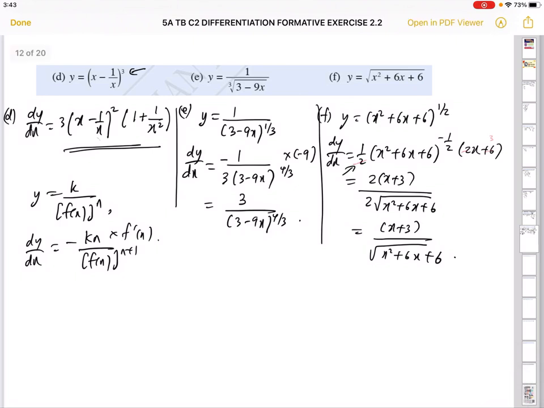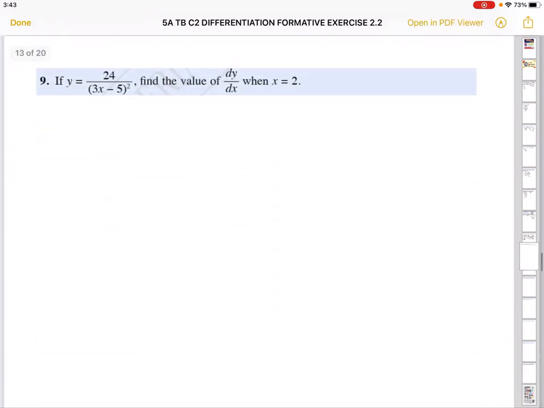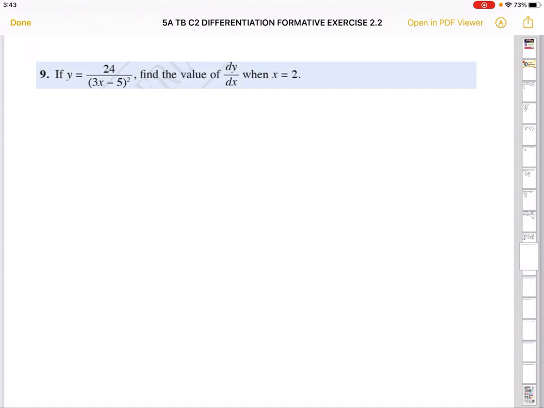So let's move on. Question number 9. So y equals 24/3x minus 5 power 2. Find the value of dy/dx when x is 2. Again, I'm going to use the fast way. Put a negative in front. 24 times 2, 48. I'm going to copy the bracket, 3x minus 5. Increase the power by 1, 3.